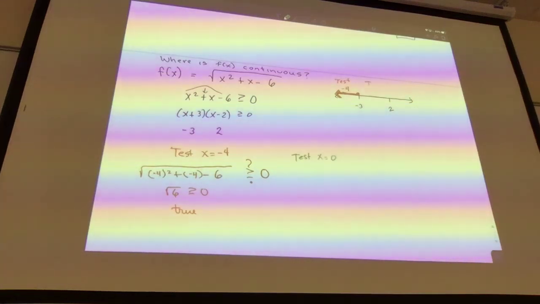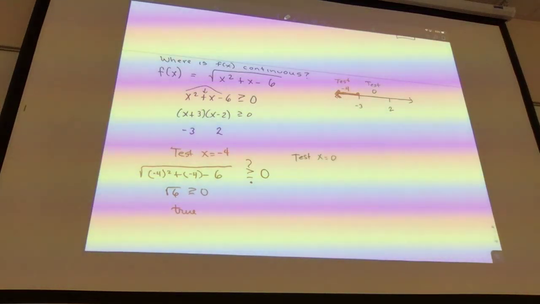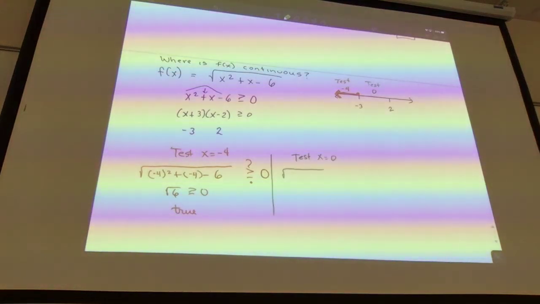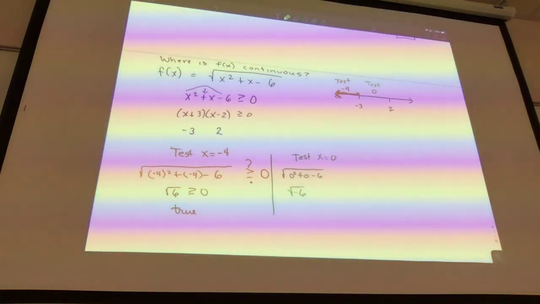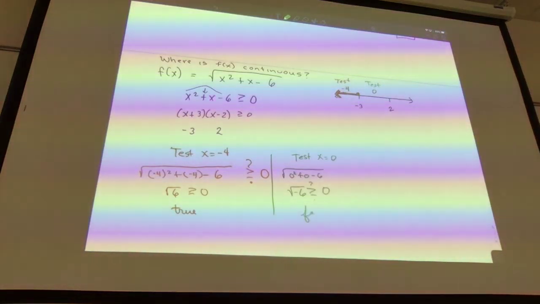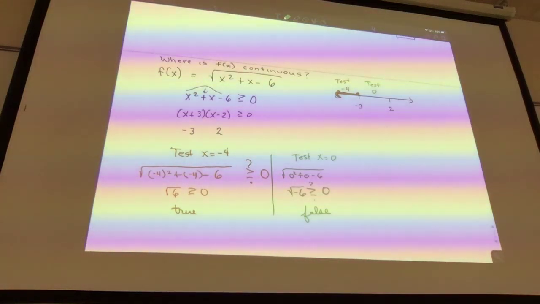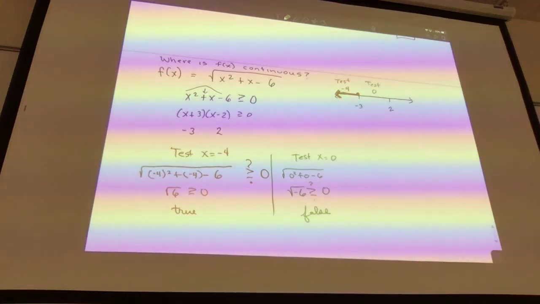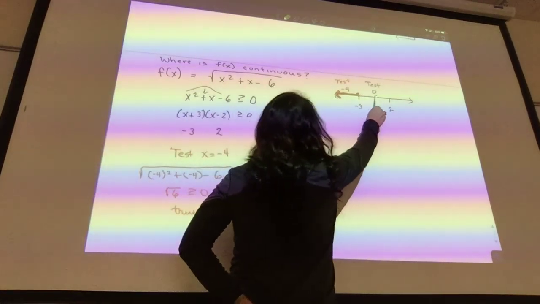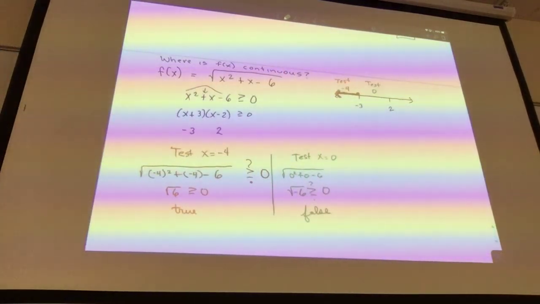All right, so I'm going to test the next interval. Our favorite one to test between a negative and a positive is always 0 because it's very easy. So I would just plug 0 in. 0 squared plus 0 minus 6 is the square root of a negative 6, which is not allowed. So this is false, and I'm not going to shade that region. It means any value I pick in that interval and plug in will give a false value, so you don't include it.